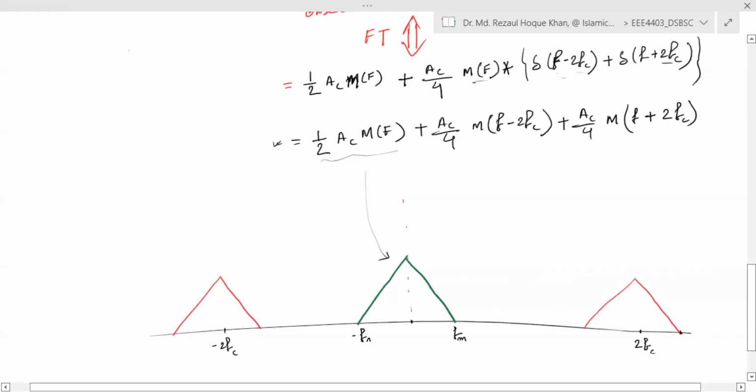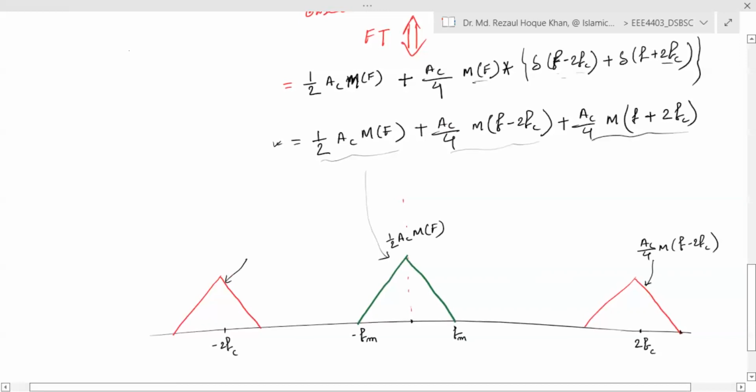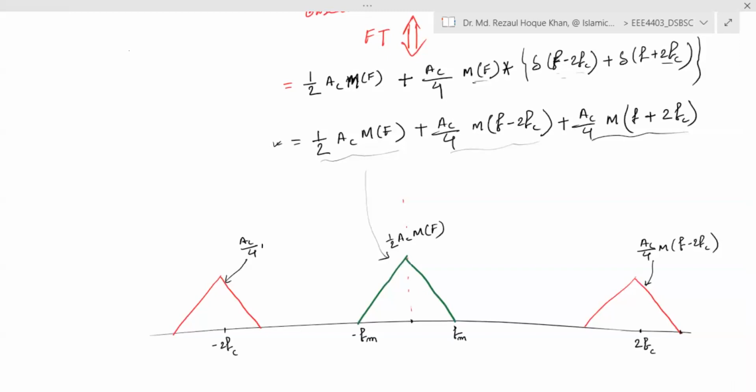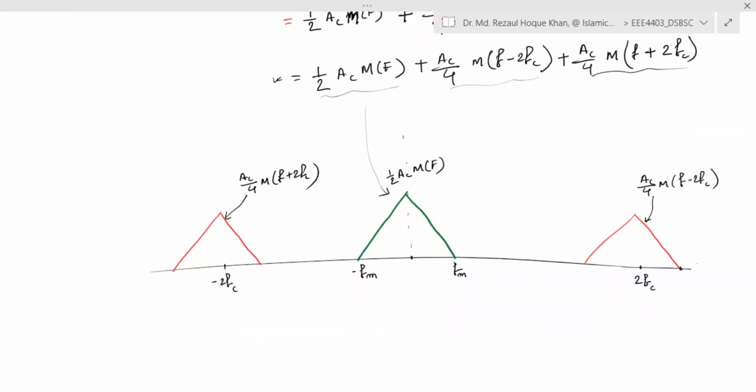And this signal will be what? Half AC MF, right? This is the first portion of the signal. So this is AC by 4 MF minus twice FC, and this portion will be the second one, which is AC by 4 MF plus twice FC. Here we see whenever we receive the coherent demodulation, then we receive the sidebands, this one and this one, with a baseband.